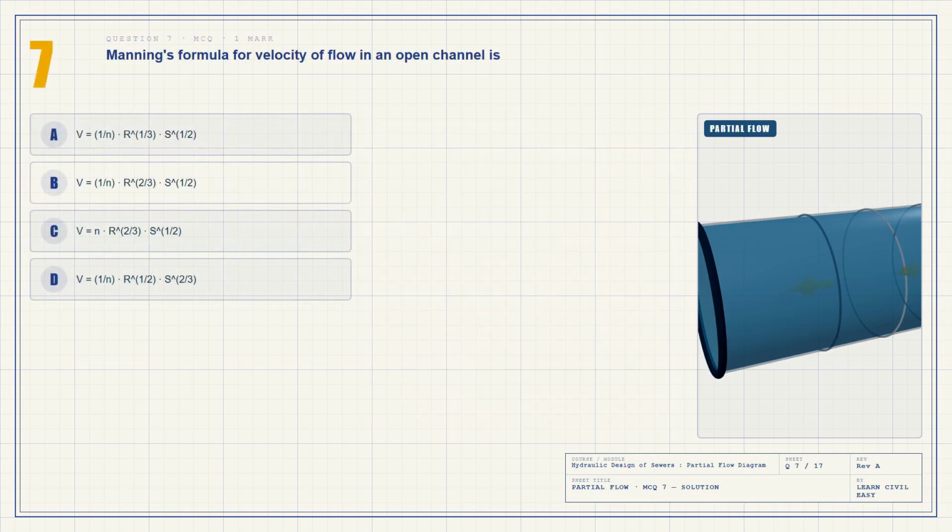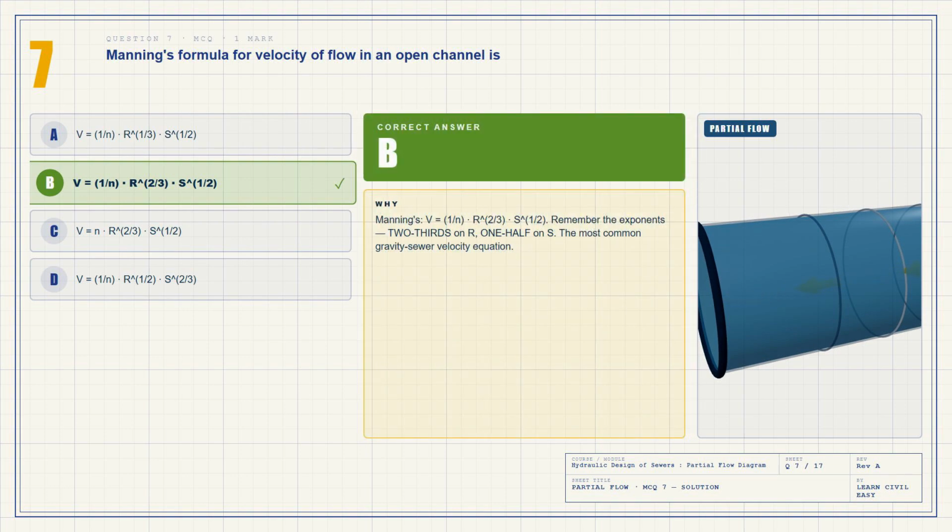Question 7. The correct answer is B. Manning's formula for velocity of flow is V equals 1 over n times R to the power 2/3 times S to the power 1/2. Remember the exponents: 2/3 on hydraulic radius, 1/2 on slope. This is the most common formula for gravity sewer design.